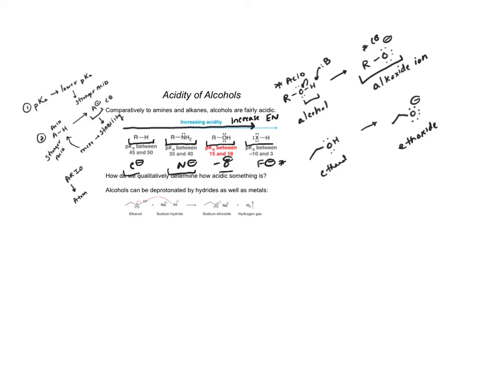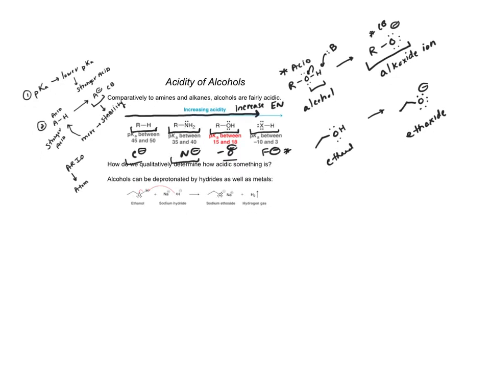but it's going to be less acidic than any of the hydrogen halides, right? So any of the HFs, the hydrofluorics, the hydrochlorics, any of those guys. And again, we can determine that just by looking at the stability of that conjugate base. We can also do it by pKa, because the pKa's are listed.